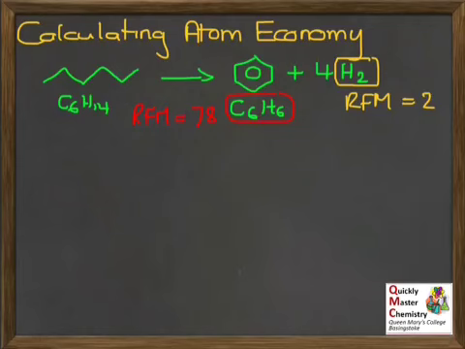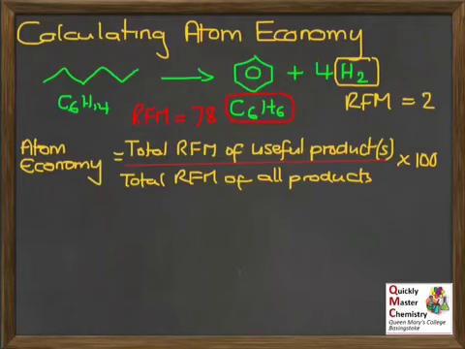The equation for calculating atom economy is this. On top you have the relative formula mass of your useful product, whatever you're trying to make, and on the bottom the relative formula mass of all the products, and then you times by 100 to get a percentage.